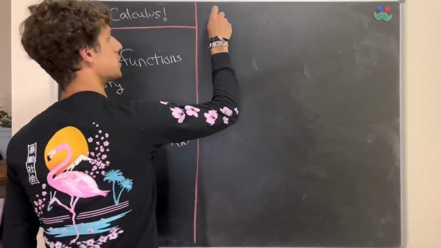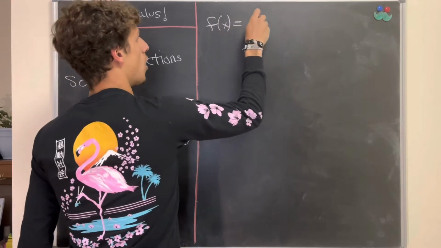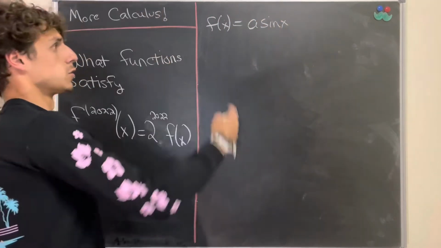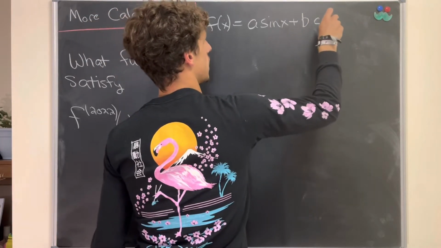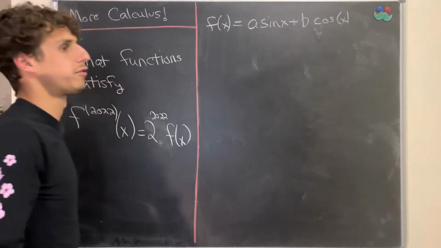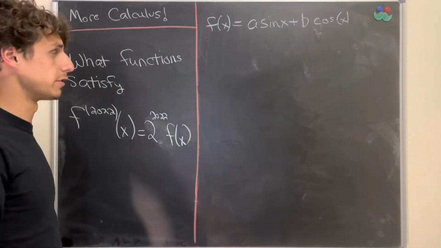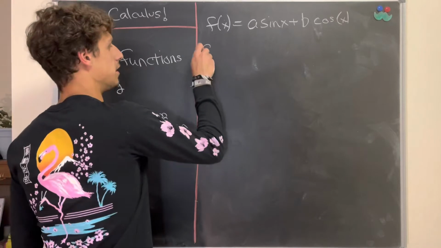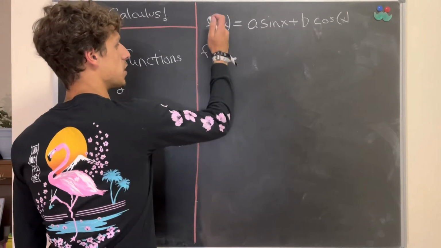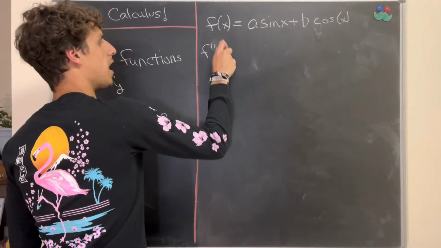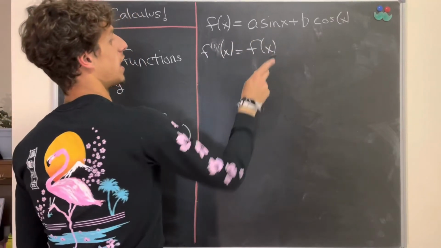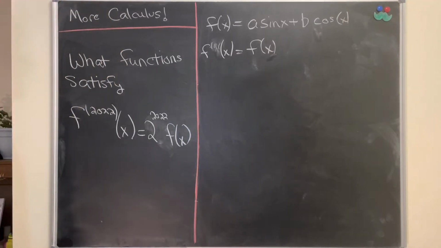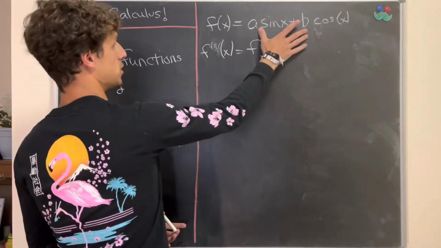So the first looping functions that come to mind for me are the sine and cosine functions. So I'm just writing this as a sine x and b cosine x, with a and b as arbitrary constants out front, because those don't really change the derivatives at all. And the fourth derivative of these, f4 prime of x, is equal to f of x in this case, because when you take the fourth derivative of sine, you get sine back, and when you take the fourth derivative of cosine, you get cosine back. And same with negative sine and negative cosine, but that's encompassed by these two constants a and b here.